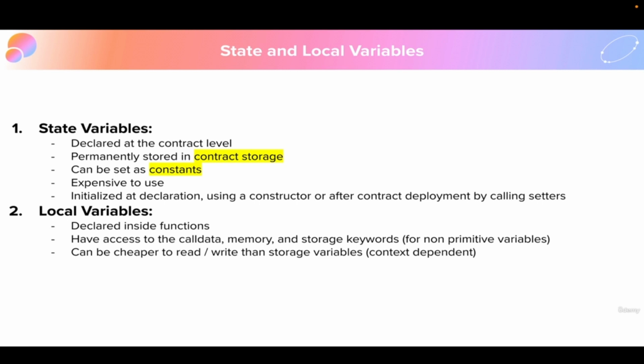Local variables are declared inside of functions. They have access to the call data, memory, and storage keywords for non-primitive variables. They can be cheaper to read and write than storage variables, but that does depend on the context. But most of the time, they are much cheaper. Let's take a look at some code.